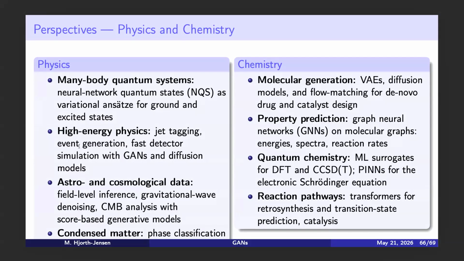High-energy physics, event generation, fast detector simulation with GANs and diffusion models are typical examples. Astro and cosmological data, these are examples of where these methods have been used. And actually here, in addition to phase classification, I have to remember what I put in here. I have to look it up actually.